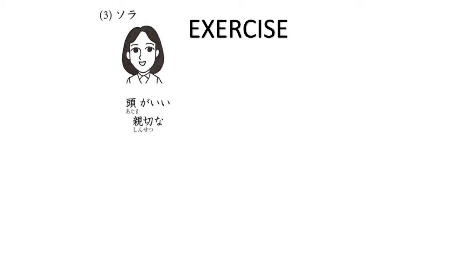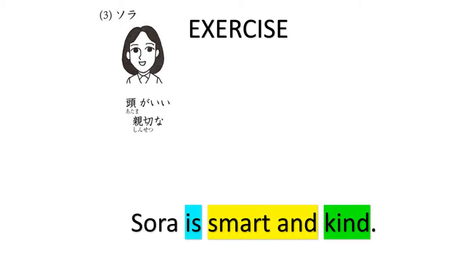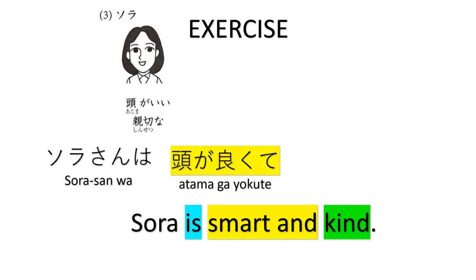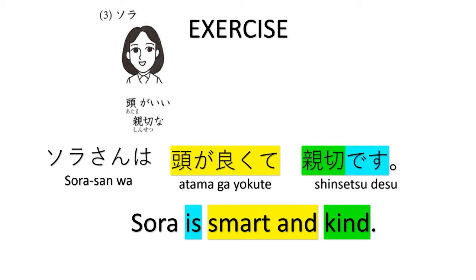Here we have Sora. So, Sora is smart, atama ga ii, and kind, shinsetsu na. To formulate this in Japanese, we say, Sora-san wa atama ga yokute shinsetsu desu. Okay? As you can see, we change ii into yoi, and then we remove i, hiragana, and replace it with kute. So it becomes yokute. Sora-san wa atama ga yokute shinsetsu desu. Sora is smart and kind.